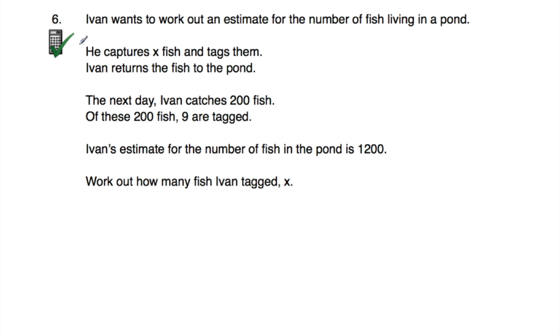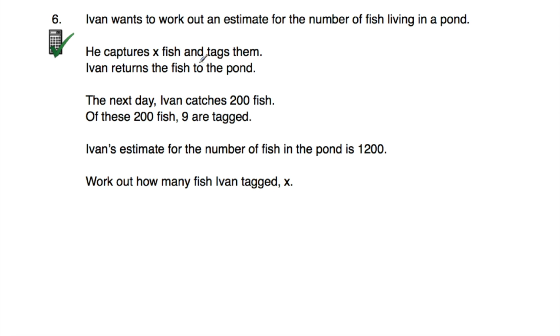Okay, let's have a look at question number 6. So Ivan wants to work out an estimate for the total number of fish that live in a pond. He captures X of the fish and tags them, and he returns those fish to the pond. On the next day, Ivan catches 200 fish, and out of those 200, 9 are tagged. And then we're told Ivan's estimate for the total number of fish in the pond is 1,200. Work out how many fish Ivan tagged, X.